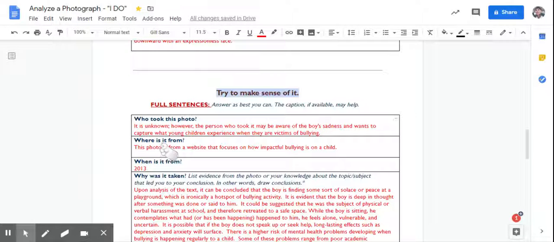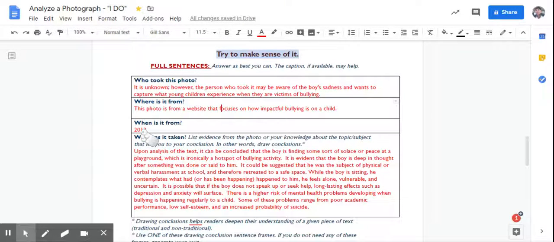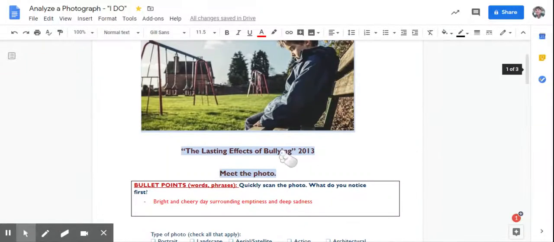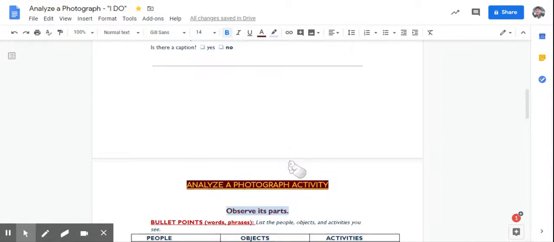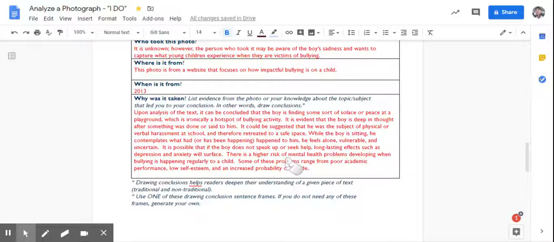Number two, where is it from? This photo is from a website that focuses on how impactful bullying is on a child. Feel free to use the same language when you do your own. Okay. And when is it from? 2013, because I have that right here. Okay, now we get to the analysis.